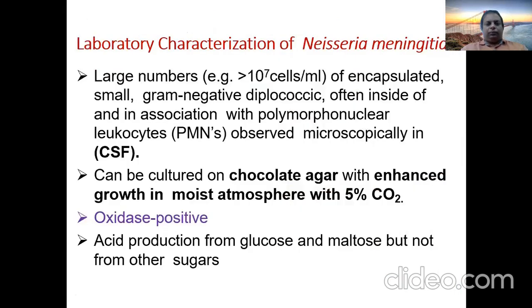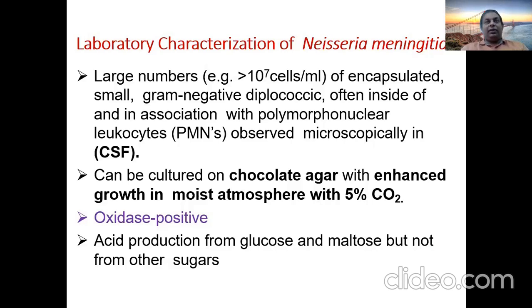So what is the best sample? We have to obtain CSF if we are suspecting meningitis. Then we have to take blood. Other than that, if the patient has petechiae or bullae, we aspirate, get the swab from there, and do the gram stain and the culture. We can do culture on chocolate agar with growth in a moist atmosphere with 5% carbon dioxide. It is oxidase positive.